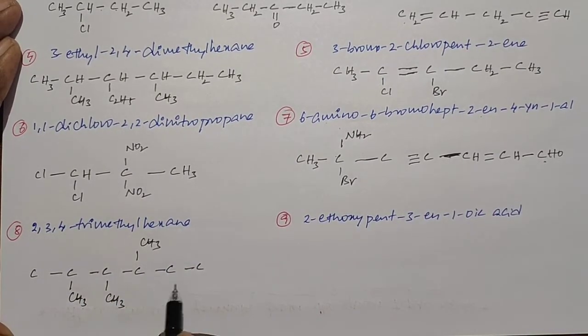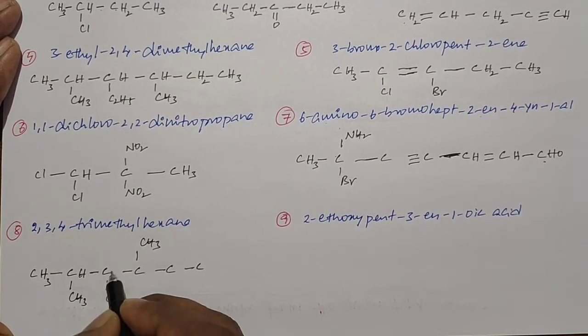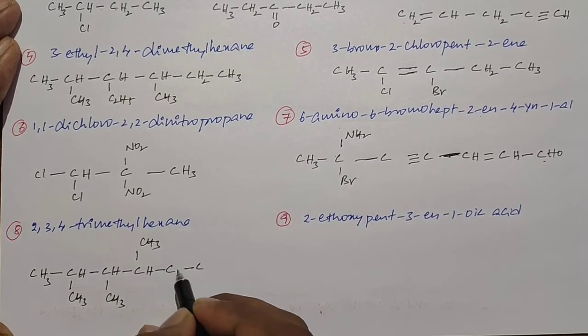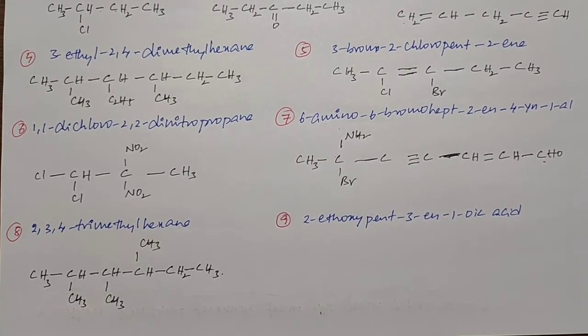So all are filled. Now we satisfy the remaining valency. Here 3 hydrogens. Here 1 hydrogen, 1 hydrogen, 1 hydrogen, 2 hydrogens, and 3 hydrogens. So this is the structure of 2,3,4-trimethylhexane.